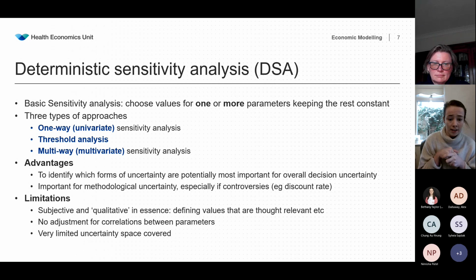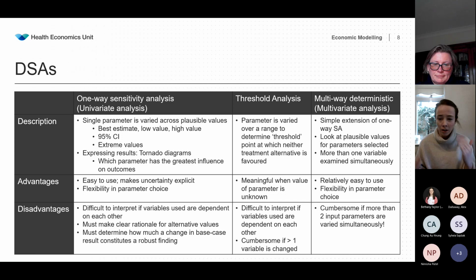Some limitations are that this can be subjective or qualitative in essence in choosing which variables to perform a sensitivity analysis on. And there's no adjustment for the correlation between parameters. So there can be a limited uncertainty space that's covered here. We're not going to go through this whole table. This is mostly another thing that's good to keep as a reference in your pocket, and it goes through quickly what each of the different types of DSAs are and their relative advantages and disadvantages that you might want to consider when using them.